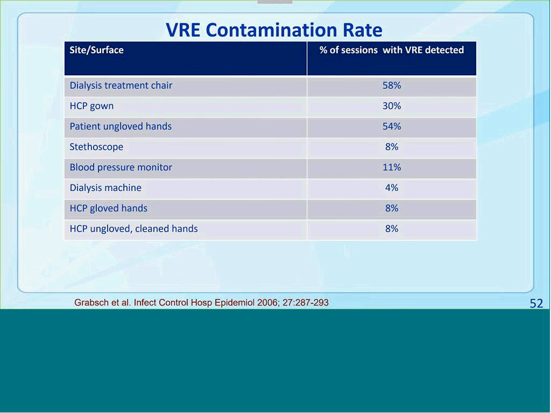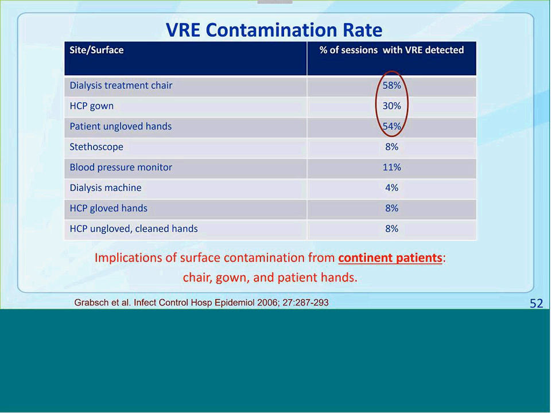So here's what they came up with. They cultured all of these different locations, and the VRE contamination rate was highest for the dialysis treatment chair, healthcare providers' gowns, patients' ungloved hands. So 4% of the patients' hands were contaminated with VRE. Now, think where that VRE came from.